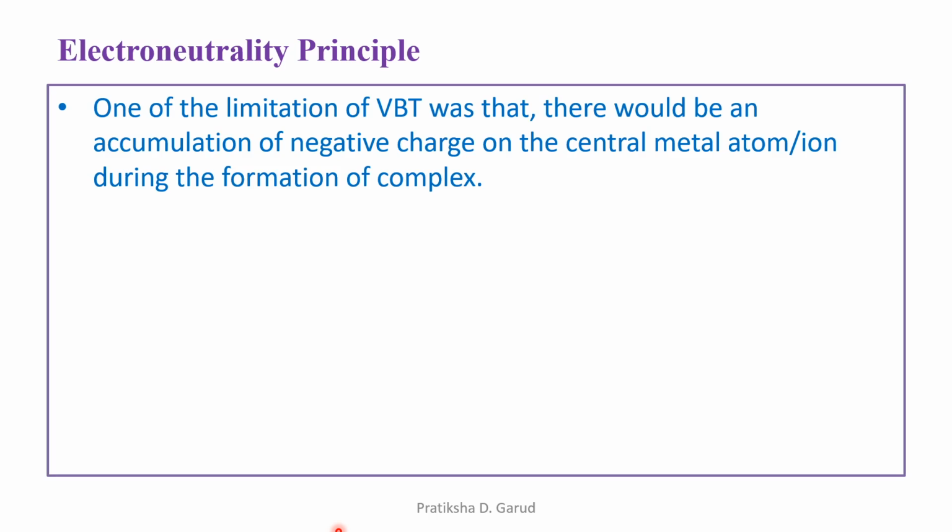We know that in a complex at the center we have the metal. It is surrounded by a number of ligands, and while forming a complex, we know that the ligand must have at least one lone pair of electrons. So to form the coordinate or the dative bond, the electrons are donated from ligands to metal. As there are more ligands and a single metal, there would be an accumulation of negative charge on the central metal atom or the ion, right?